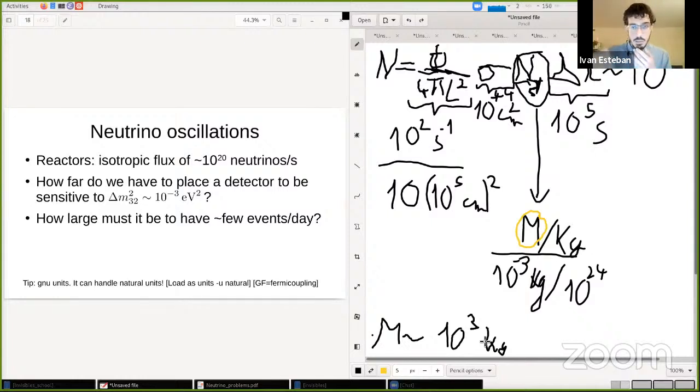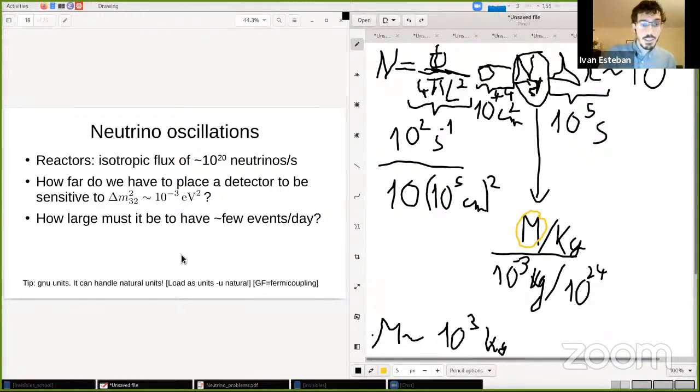By the way, I don't have time to discuss it in detail, but there is a very nice Linux program called Units that does all these nasty unit conversions for you. It even has some constants inside, and it even has a mode in which it works with natural units, with h bar equals c equals 1. So you can convert centimeters to electron volts without any problem with this program. It's for Linux, but I think that there are also versions for Mac. So in any case, the summary is that to observe these neutrino oscillations, we have to put a 1-ton detector 1 kilometer away from the reactor.